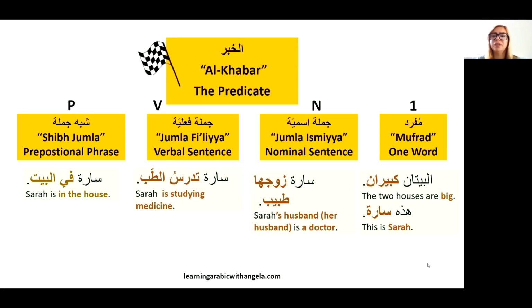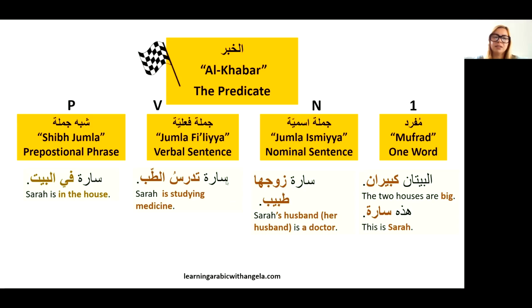Al-khabar, the predicate. So al-khabar could be one word, it could be a sentence on its own, which could be nominal or verbal, or it could be a prepositional phrase. Al-baytani kabiran. So the two houses are big. هذه سارة. This is Sarah. So over here, one word. So this is the predicate or the news. سارة زوجها طبيب. So you notice here, زوجها طبيب can be a sentence on its own. If I remove Sarah, زوجها طبيب is a proper sentence. Her husband is a doctor. So that's like literally a sentence within a sentence. So the predicate over here is a nominal sentence. So زوجها طبيب. So that's the news or the predicate. So her husband is a doctor. In English, you would say together, Sarah زوجها طبيب. Sarah's husband is a doctor.